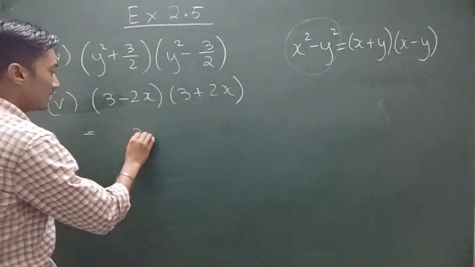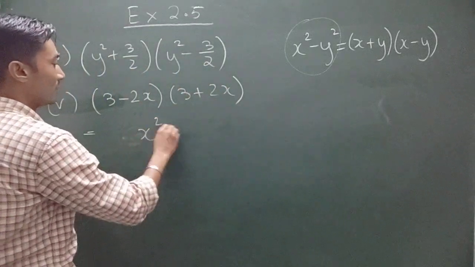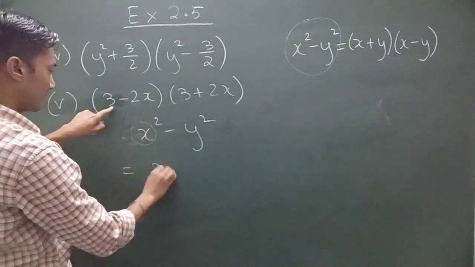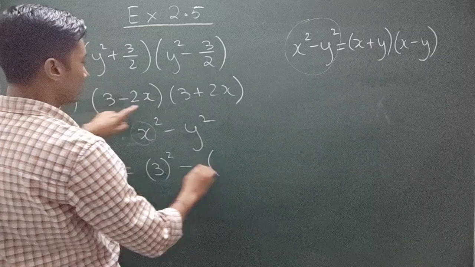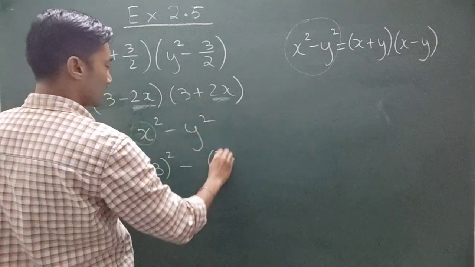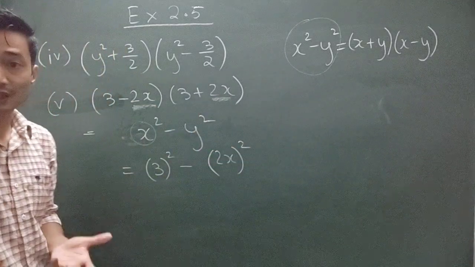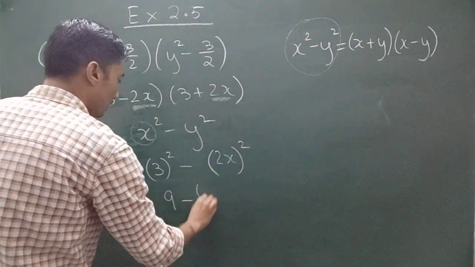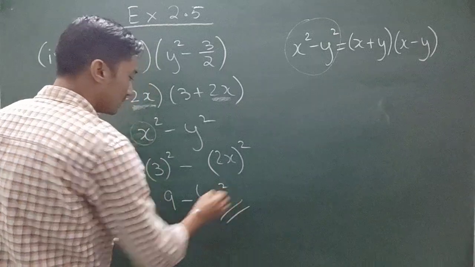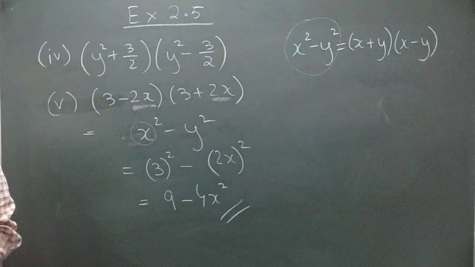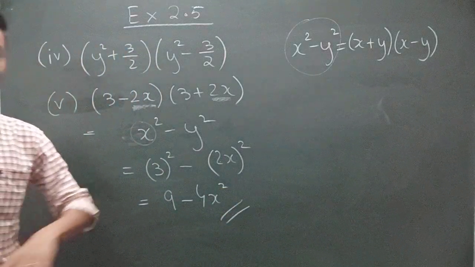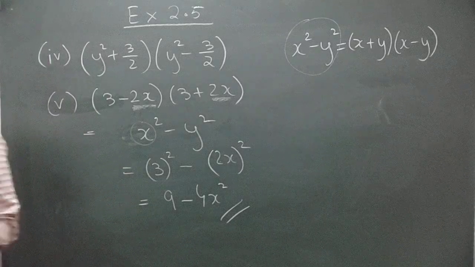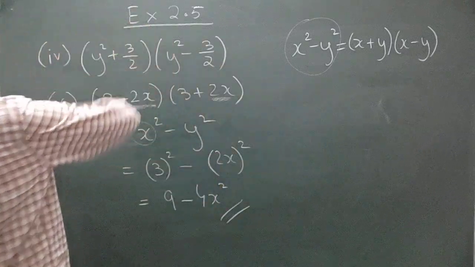I'll write down the formula again. That's going to be x square minus y square. So what is the value of x for us? It is 3. 3 square minus, what is the value of y? 2x. Since it fits in the standard form, that's going to be 3 square, which is 9, minus 2 square times x square, so it's going to be 9 minus 4x square. Alright, that's what we are going to be doing. Now let's move to question number 4.